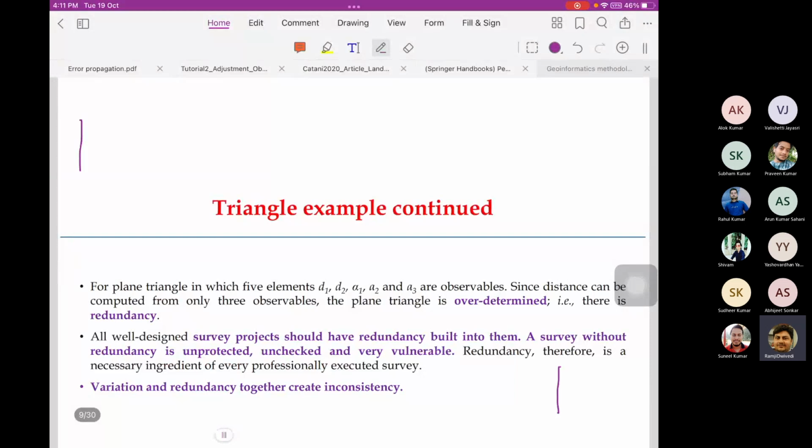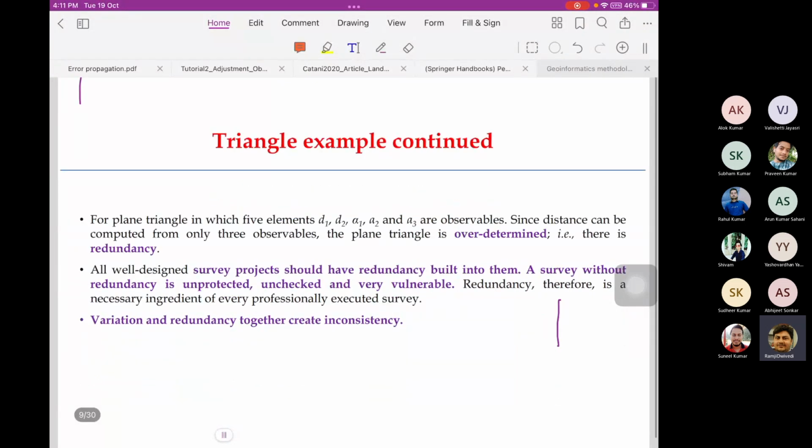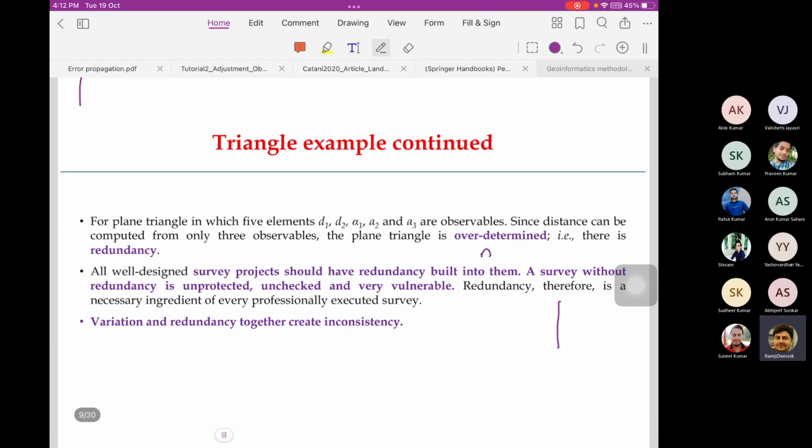So our job is, for a plane triangle in which 5 elements d1, d2, alpha 1, alpha 2, alpha 3 are observables, since the distance can be computed from only 3 observables, the plane triangle is overdetermined. Overdetermined means the number of observations is larger than the number of unknowns. The number of observations is represented by n, the number of unknowns by u, and there is a redundancy, which is n minus u.